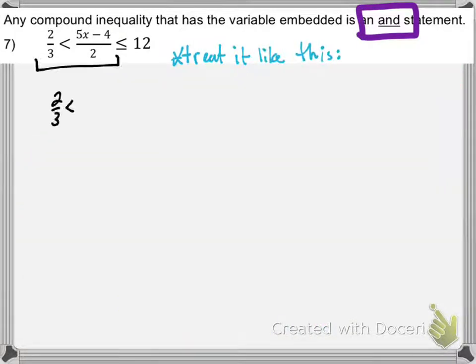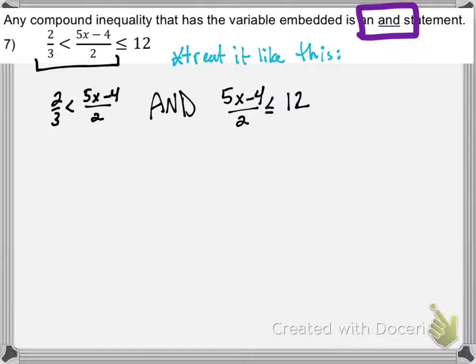All right, so with this kind, you're really going to want to treat it like two separate inequalities. So I take this one and break it into this, and then I just ignore this and take this one and break it into this. All right, let me erase that because it's pretty gross looking. Now what we're going to do is solve each of these individually and then treat it as an AND problem.